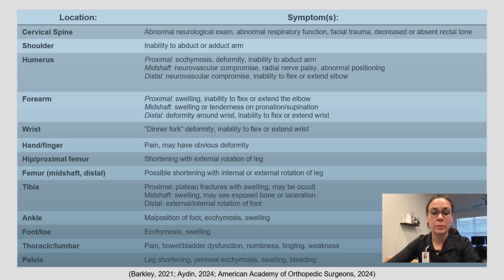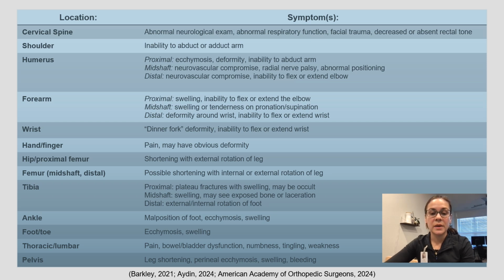For the hip or proximal femur, you can see shortening with external rotation of the leg. For the femur at the midshaft and distal site, you can see shortening with internal or external rotation of the leg. For the tibia at the proximal site, you can see a plateau fracture with swelling, or it could be a colt. At the midshaft, there could be swelling, or you may see exposed bone or a laceration. At the distal site, you can see external or internal rotation of the foot.